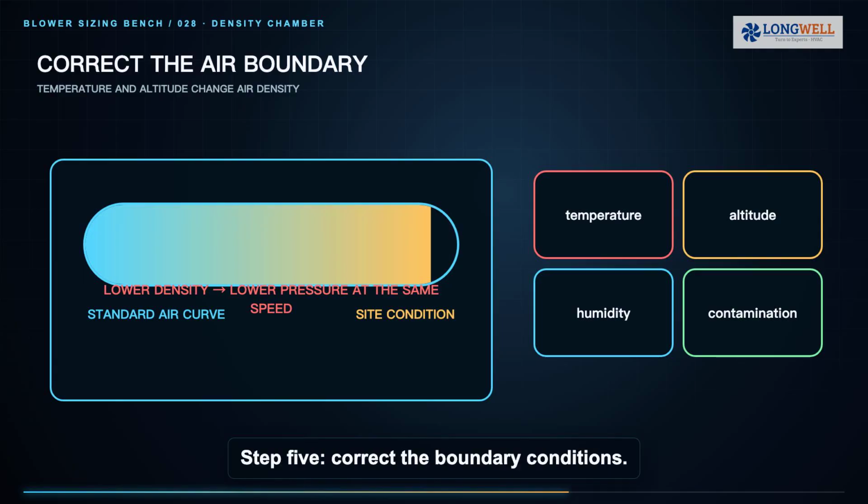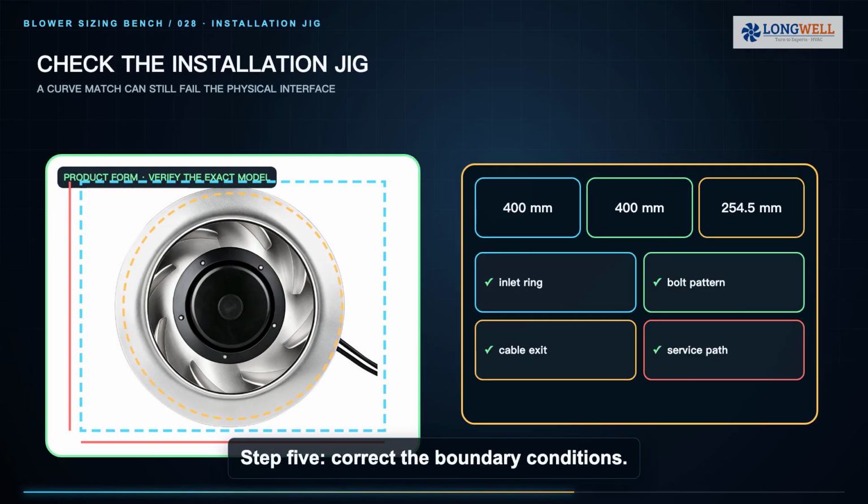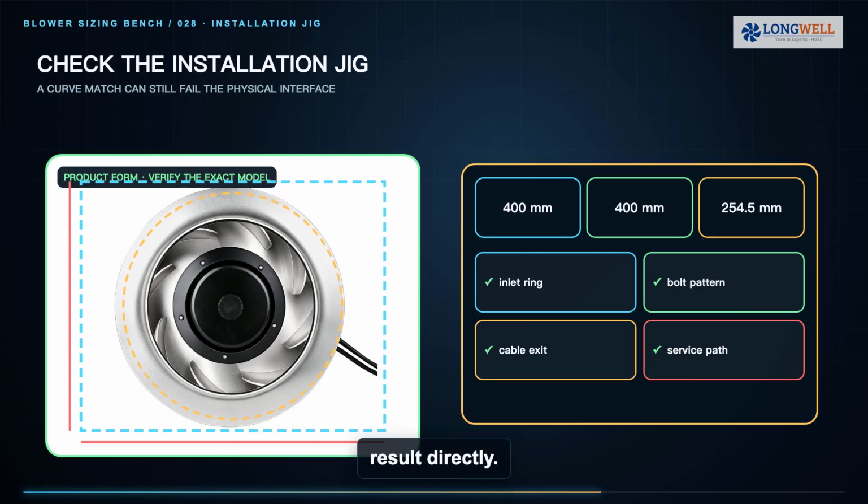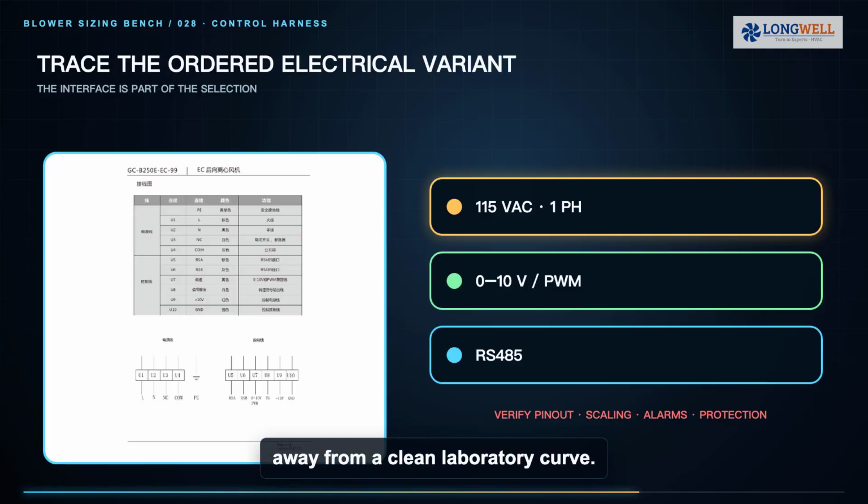Step 5. Correct the boundary conditions. Fan pressure changes with air density. High temperature or altitude reduces density, so a curve based on standard air may not represent the installed result directly. Also check contamination, humidity, corrosion exposure, duty cycle, inlet distortion, and outlet restrictions. A tight elbow at the inlet or a blocked discharge can move real performance away from a clean laboratory curve.